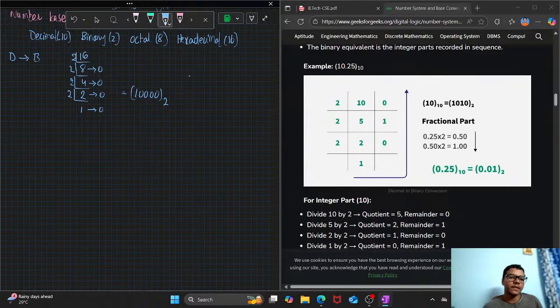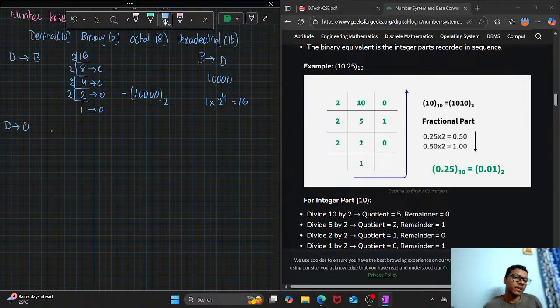You can expand it from binary to decimal as well. So take 10000. This is 2 power 0, 2 power 1, 2 power 2, 2 power 3, 2 power 4. 1 into 2 power 4, that is 16. That's how you get it. Decimal to binary, binary to decimal is completed.